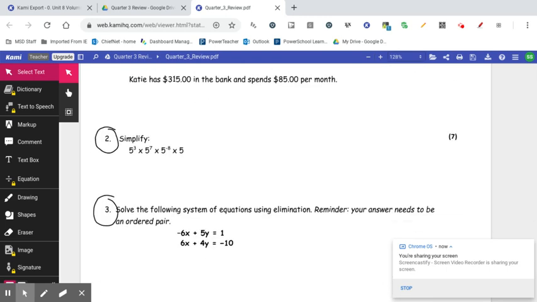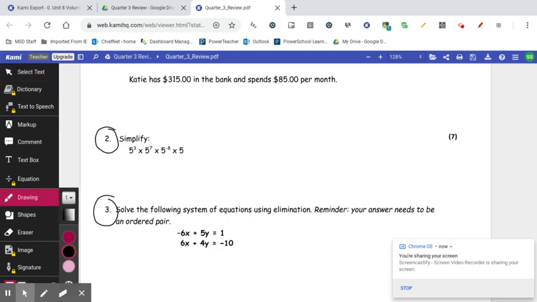Question number 2 says simplify 5 to the third times 5 to the 7th times 5 to the negative 8th times 5. Now, one thing that you want to remember is even though the last number is just a 5, there's still an exponent of 1 there. So some of you might want to add that just so that you don't forget it when you're actually simplifying the problem.